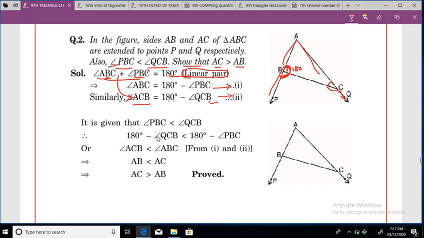We know that angle PBC is less than QCB. This is the condition taken here: PBC is less than QCB. So let's subtract these two angles from 180. Subtract this and this from 180. Then what happens?